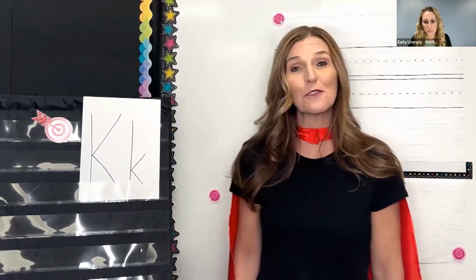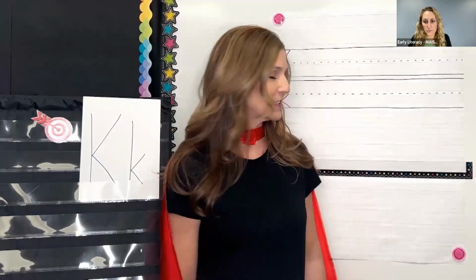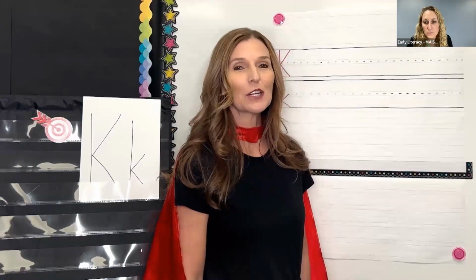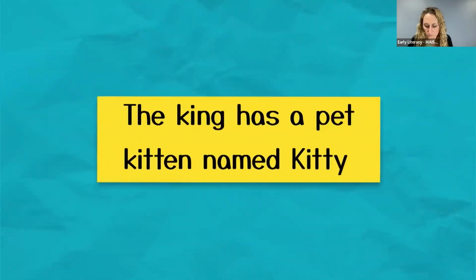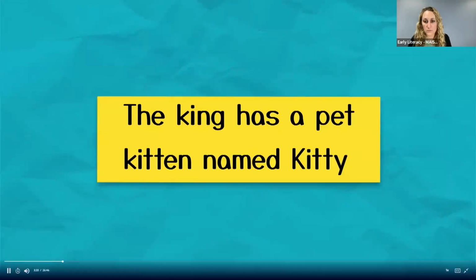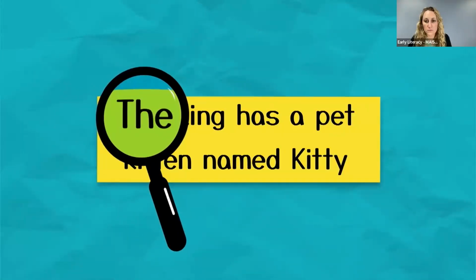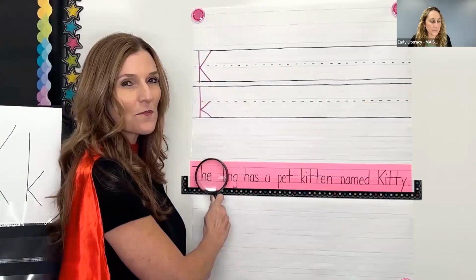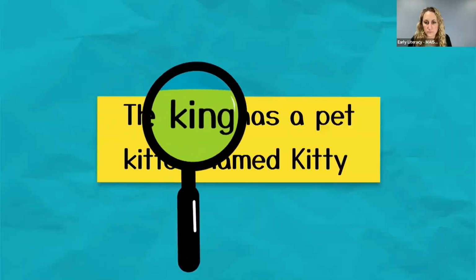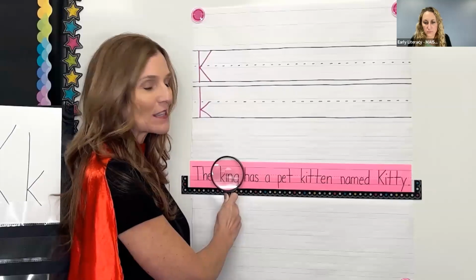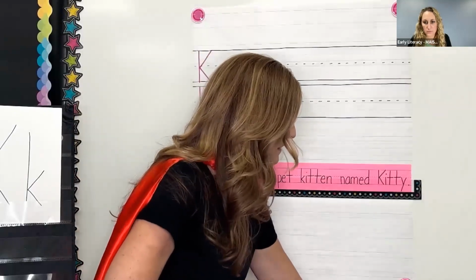Let's see if we can find the letter K in our sentence. Let's get out our magnifying glass and look closer at our sentence. The king has a pet kitten named Kitty. Let's take a close look. Do we see the letter K? No, that's our high frequency word. King. Yes, you see the letter K. Let's circle it.